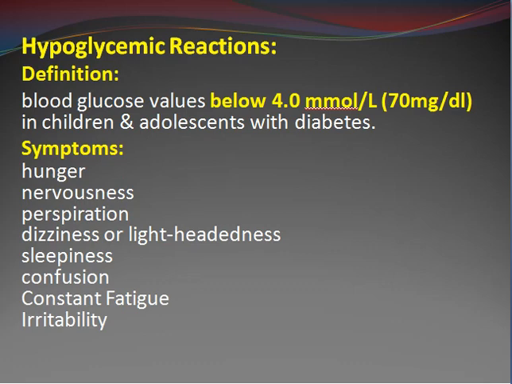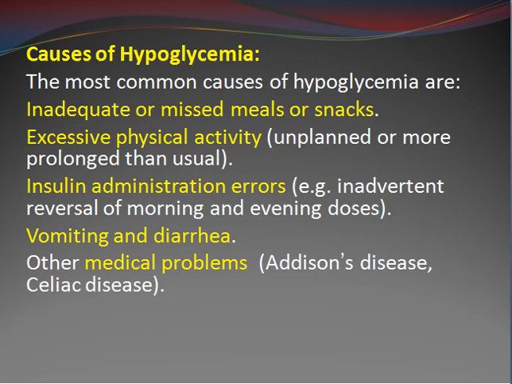Let us discuss one of the important acute complications of diabetes, which is the hypoglycemic reaction. Definition: blood glucose value below 4 mmol per liter, which is about 70 mg per deciliter, in children and adolescents with diabetes. Presentation is by hunger, nervousness, perspiration, dizziness, sleepiness, confusion, and irritability. Causes of hypoglycemia. The most common causes are an inadequate or missed meal or snack, excessive physical activity, insulin administration error, vomiting and diarrhea, and lastly other medical problems like Addison disease and celiac disease.